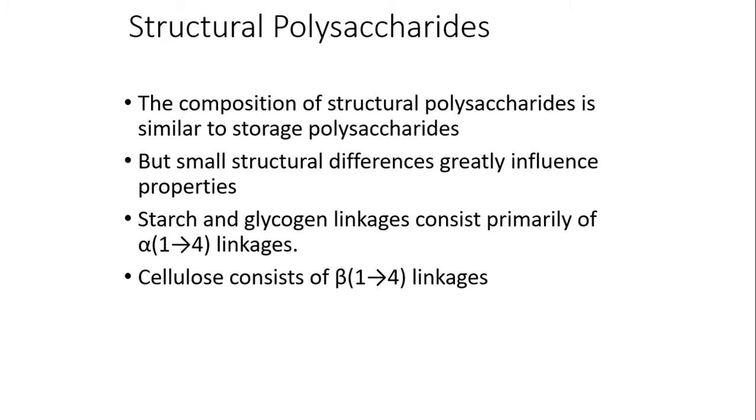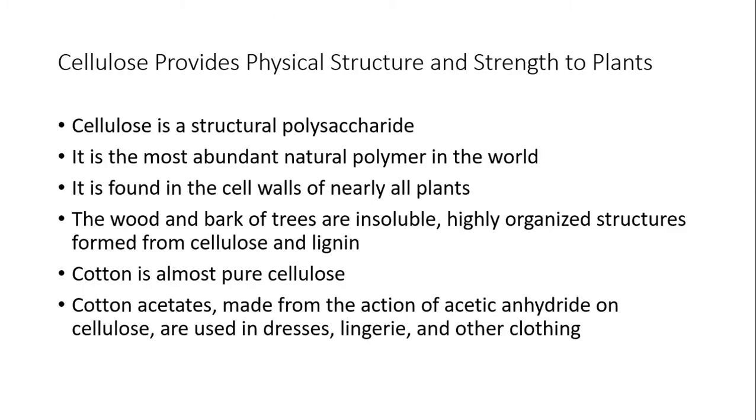So the composition of structural polysaccharides is similar to storage polysaccharides, but small structural differences can greatly influence the properties. Starch and glycogen linkages consist primarily of alpha-1,4 linkages, or alpha-1,6 for those branch points. But cellulose, which is structural, contains beta-1,4 linkages, and that's important. So cellulose is a structural polysaccharide. It's the most abundant polymer in nature, found in the cell walls of nearly all plants.